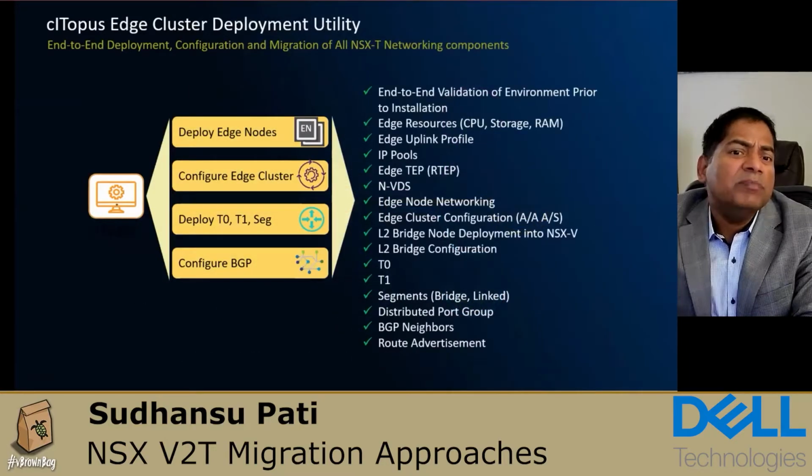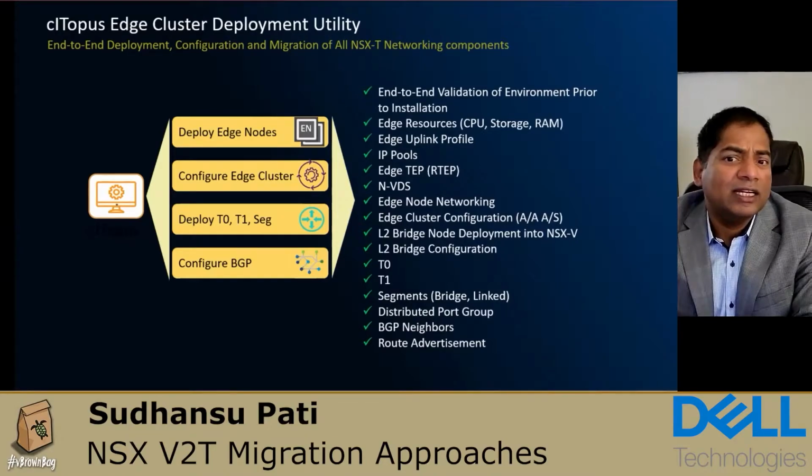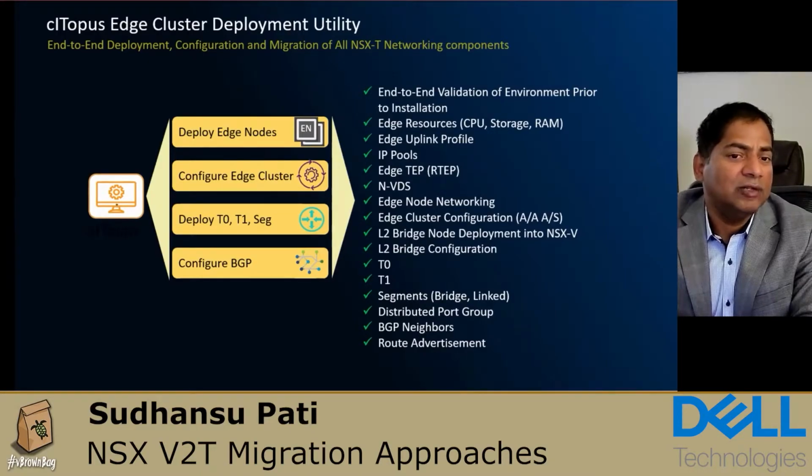Another key important thing that we have to think about when we are migrating from V to T is how do I design and configure my edge cluster? You may have OSPF or BGP or other configurations, edge services. Those things are a little bit different in NSX-T, and the architecture is different. So when you design your edge cluster, it has to be based on NSX-V and NSX-T best practices, as well as make sure that all of the components you have on the ESGs and UDLRs can be properly translated to NSX-T. The cITopus Edge Cluster Deployment Utility does just that.